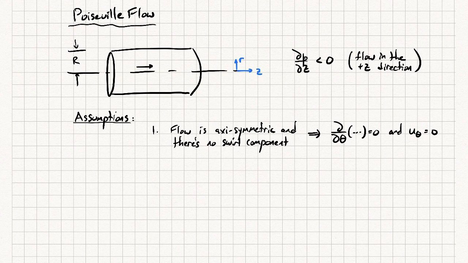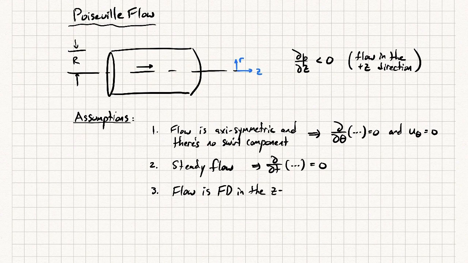All right, so then the next assumption we'll make is that the flow is steady. That means nothing's changing with time, so d/dt of whatever is 0. Third assumption we'll make is the flow is fully developed in the z direction. I'll just abbreviate fully developed as FD. Flow is fully developed in the z direction. That means that the velocities aren't changing in the z direction. I don't have to write the u theta one because we already said u theta was 0.